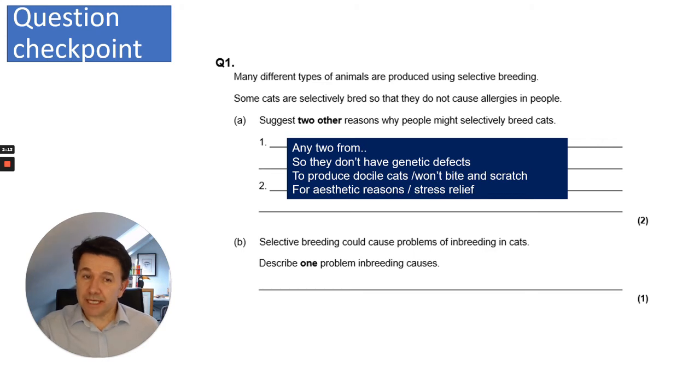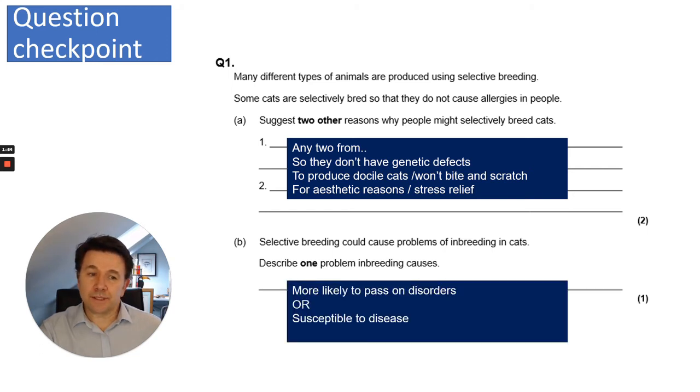So they don't have genetic defects, to produce docile cats, in other words they won't bite or scratch, they'll be friendly as well, and they could be for aesthetic reasons, things like stress relief for the human. Selective breeding could cause problems of inbreeding in cats. Describe 1 problem inbreeding causes. Well, you're more likely to pass on those disorders, or they could be susceptible to disease.